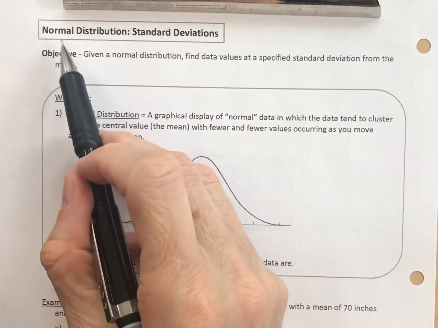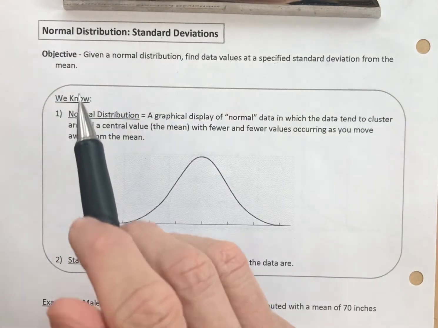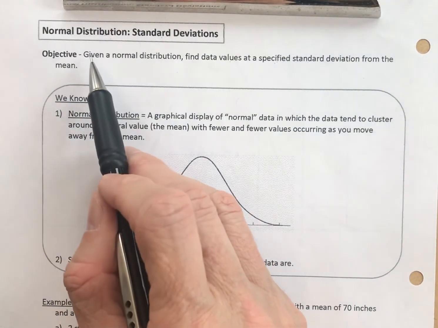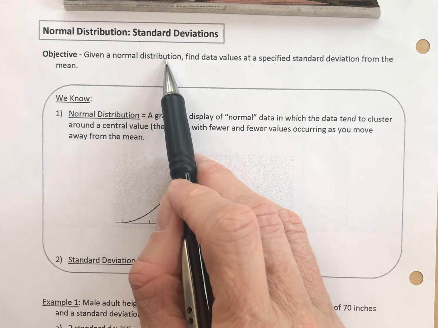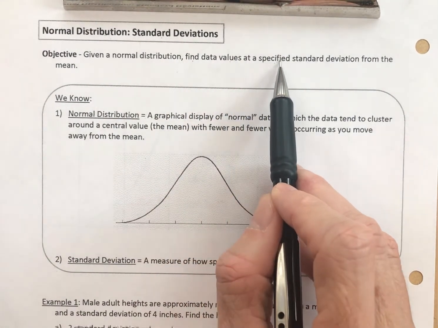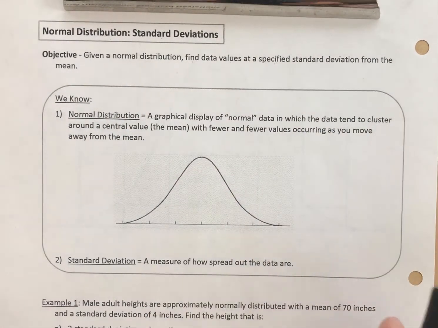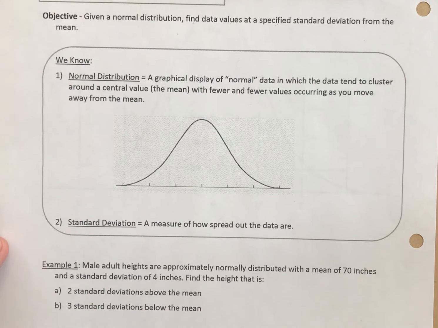Let's now look at the normal distribution and standard deviations. Our objective: given a normal distribution, find data values at a specified standard deviation from the mean. Okay, what do we come in knowing?